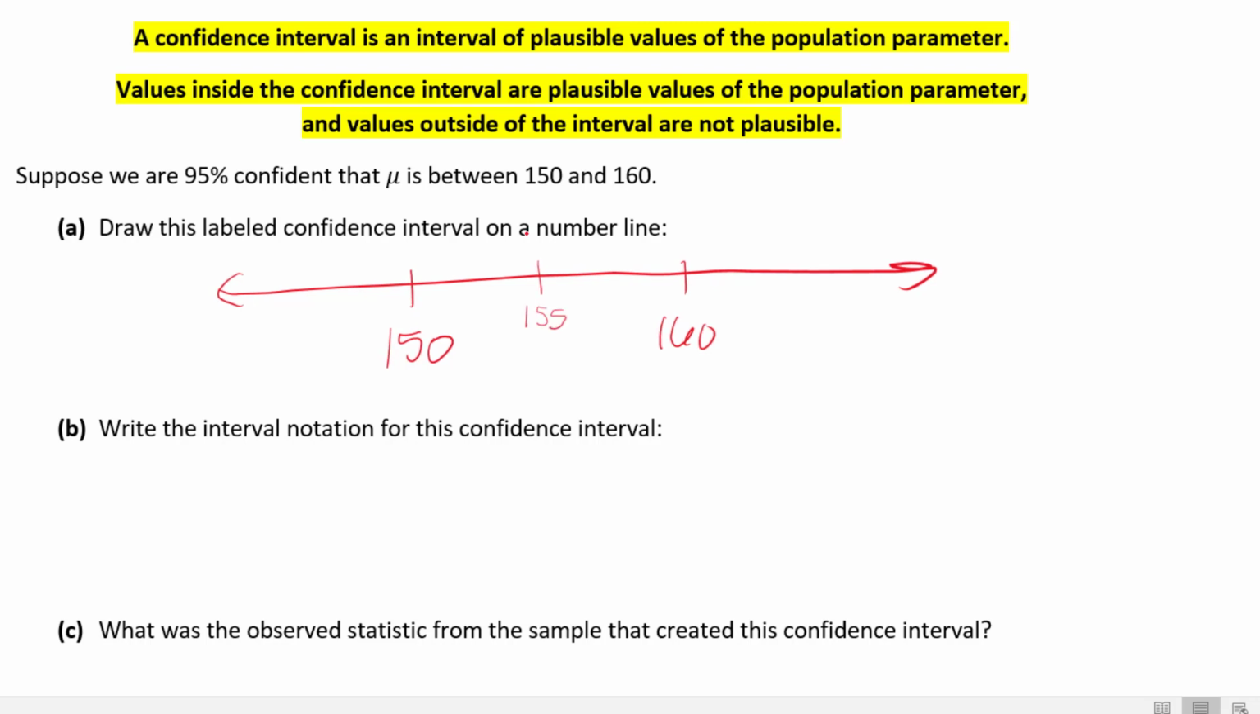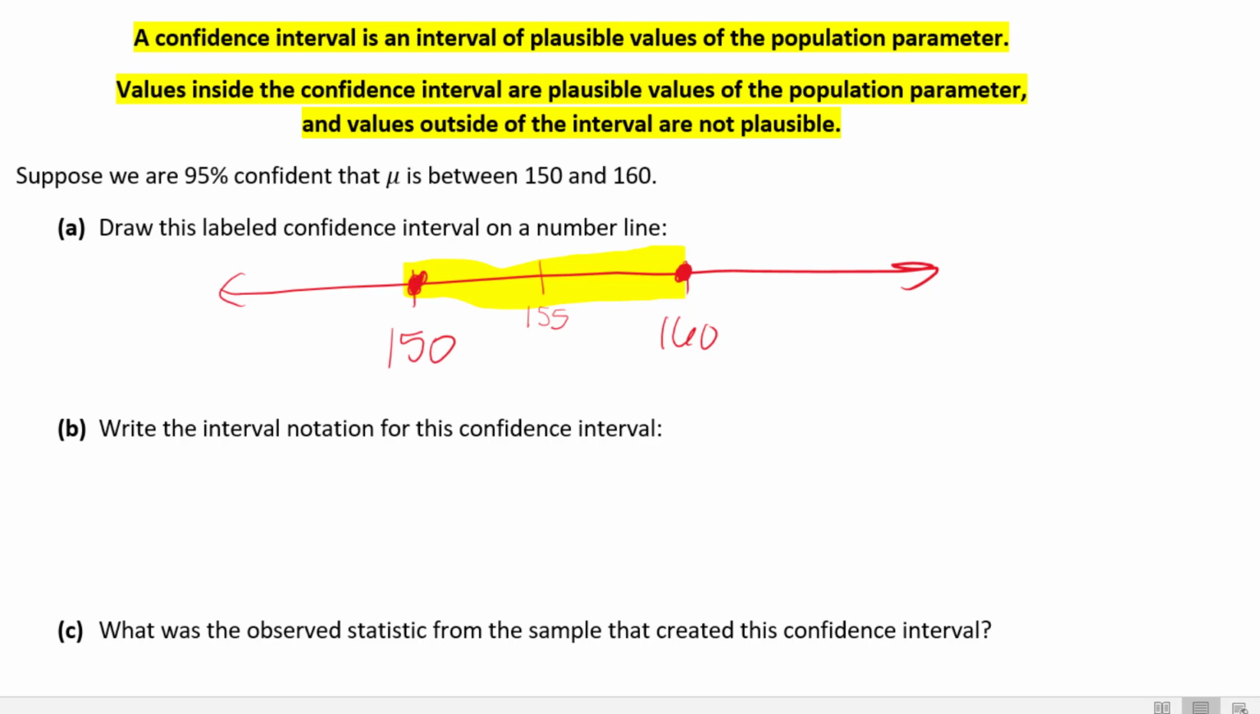I'm saying that the confidence interval is the values from 150 up to 160, meaning we think the true value of the unknown population parameter falls somewhere between 150 and 160. We don't think it's higher than 160. We don't think it is lower than 150. It's just somewhere between 150 and 160.